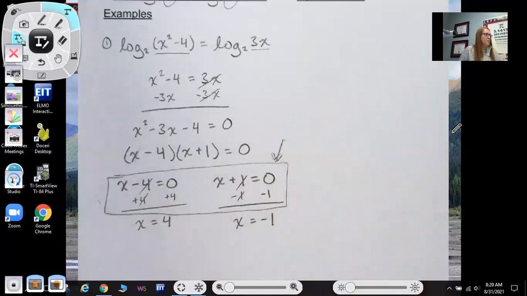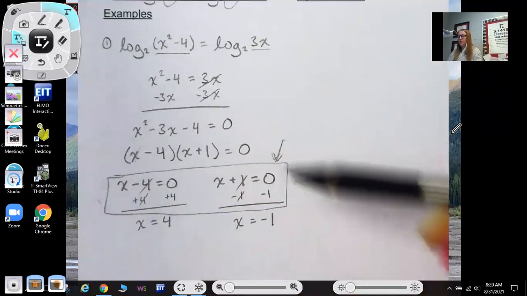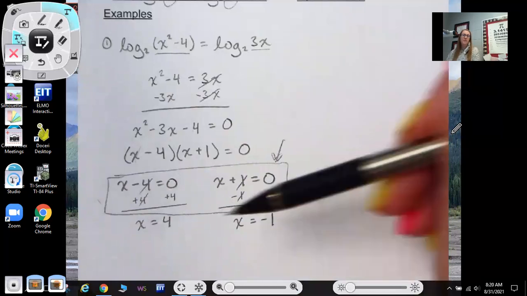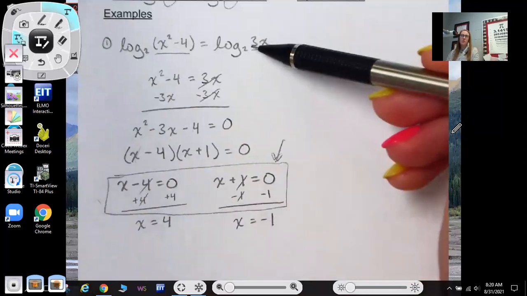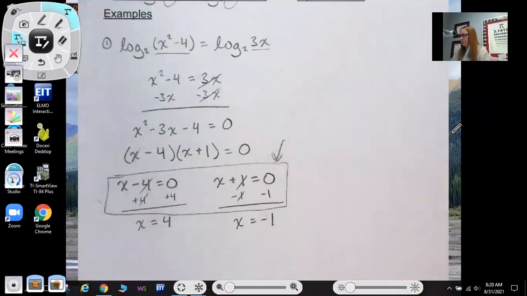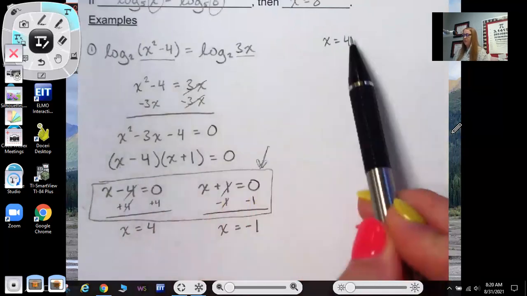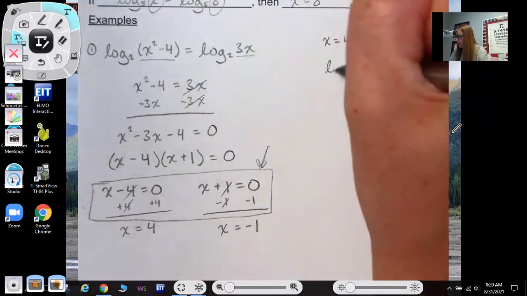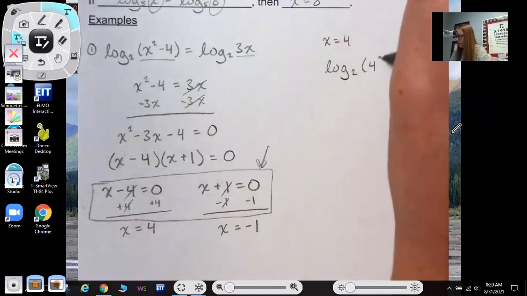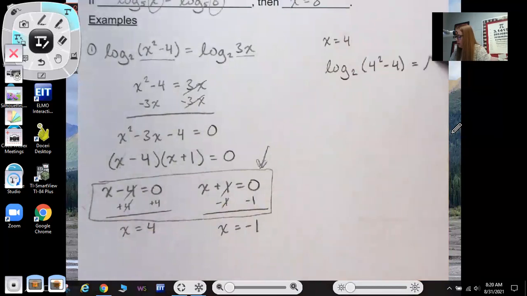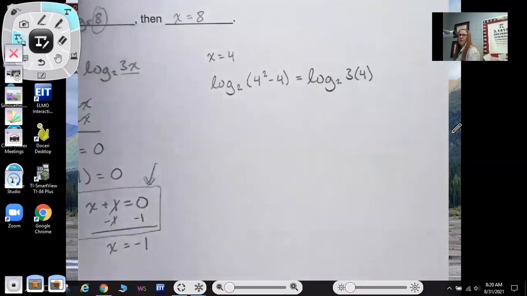Okay, we have two answers for x. We have x equals 4, x equals -1. Because we're working with logarithms, we do have to go back and check to see if these numbers are actually solutions to this equation. So we're going to check x equals 4 by going back to the very first line of our problem and plugging in 4 for x. So we have log base 2 of 4 squared minus 4 equals log base 2 of 3 times 4. Oops, sorry. We're checking x equals 4.